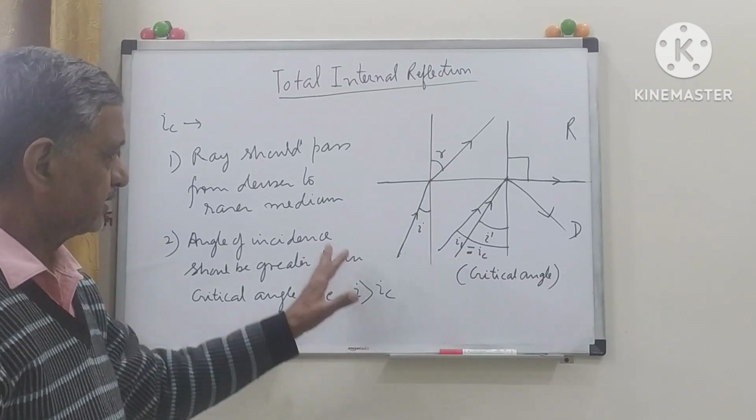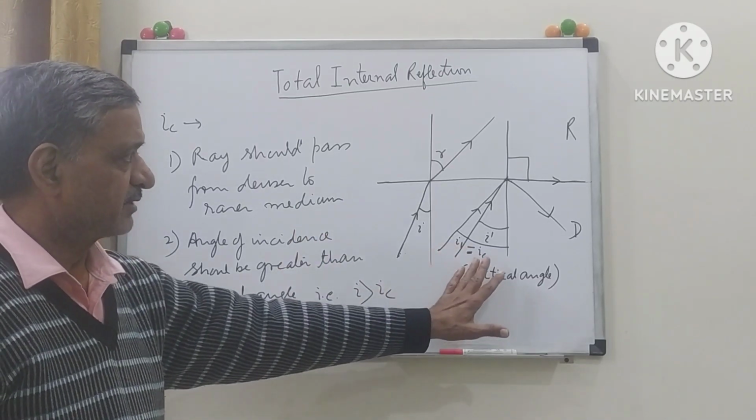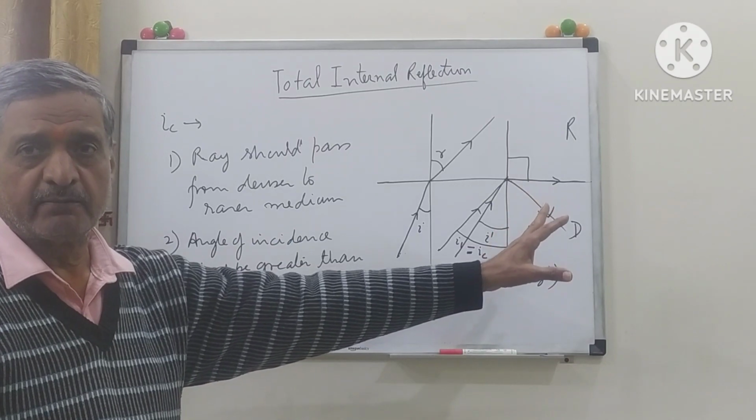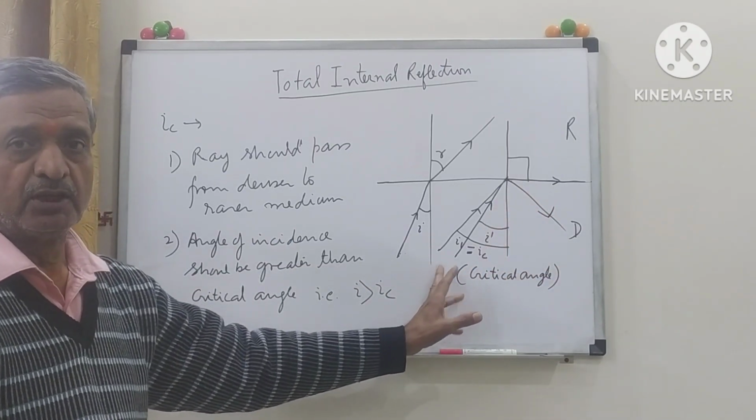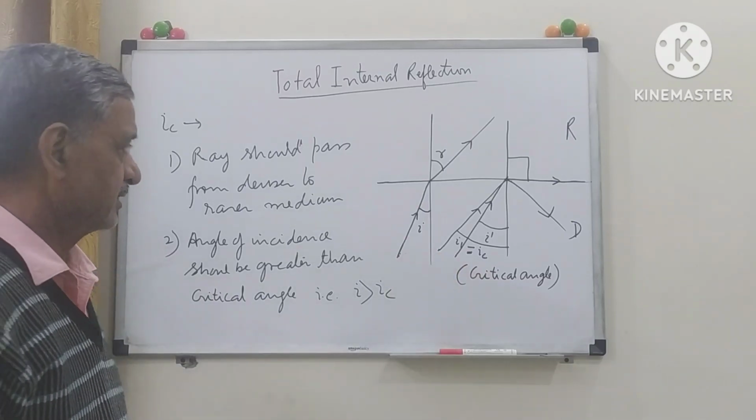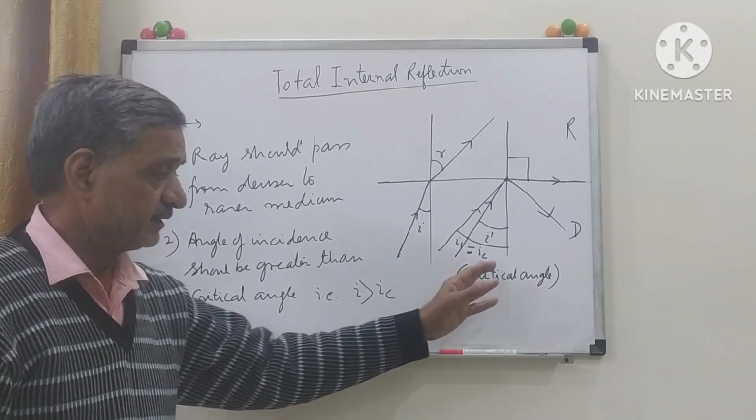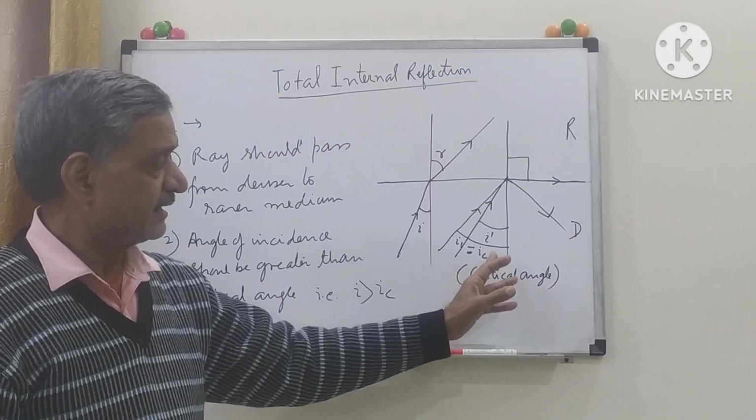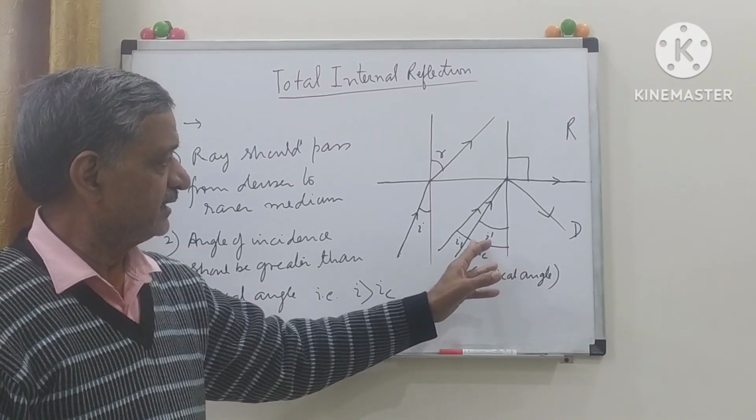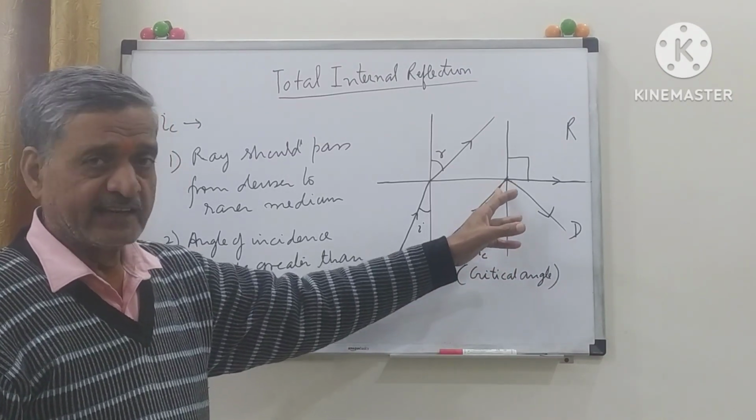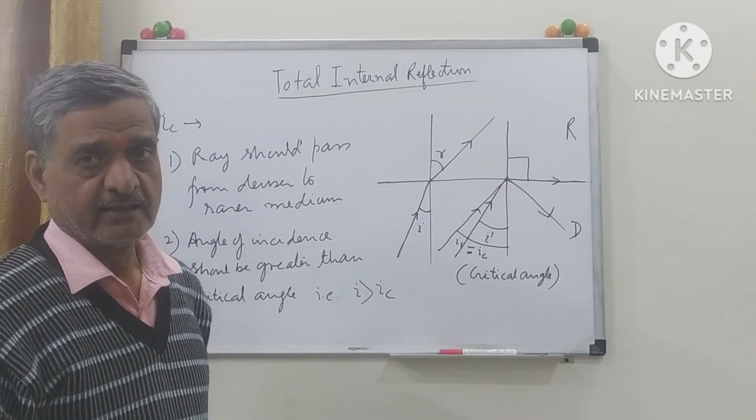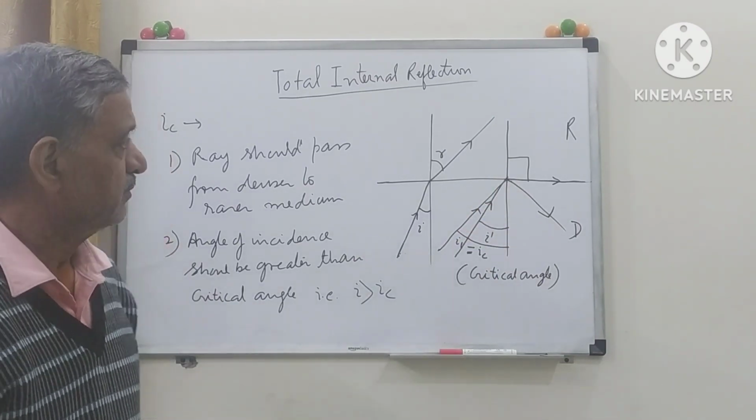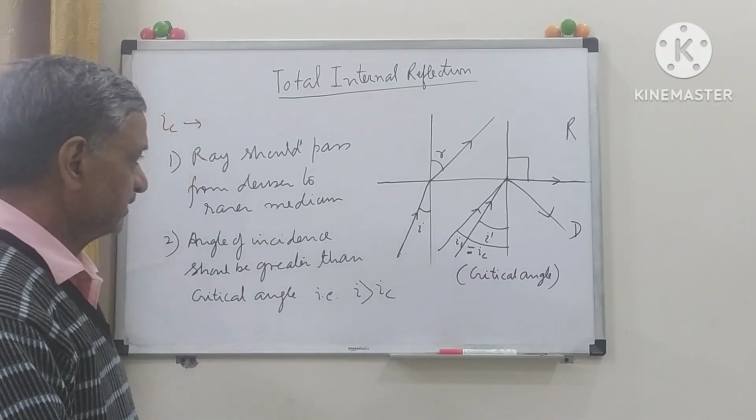What is the total internal reflection condition? The ray must pass from an optically denser to a rarer medium, and the angle of incidence in denser medium should be greater than the critical angle. And what is the critical angle? The critical angle is the angle of incidence in denser medium when the angle of refraction is 90 degrees in rarer medium. Alright? So this is the case.